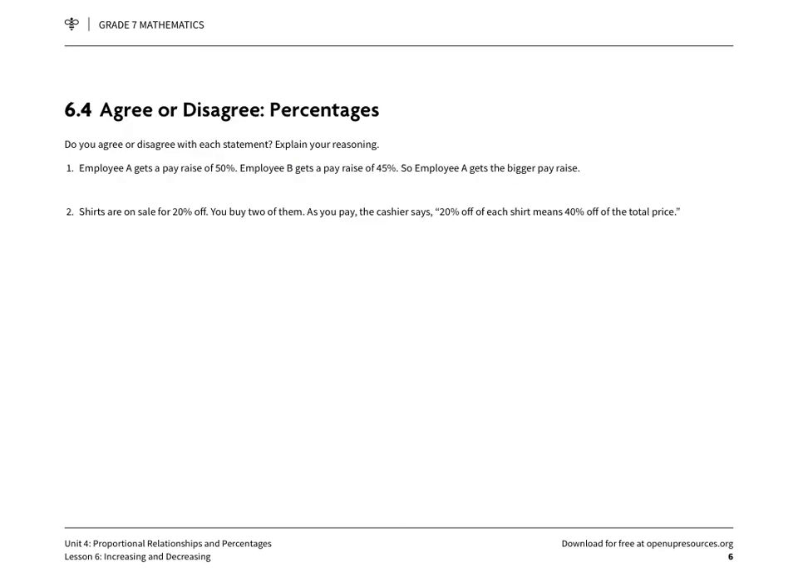This is a really interesting question. Do you agree or disagree with these statements? First one is, employee A gets a pay raise of 50%. Employee B gets a pay raise of 45%. So employee A gets a bigger pay raise. Do you agree with that? Write it down and explain your reasoning. And then the second question says, shirts are on sale for 20% off. You buy 2 of them. As you pay, the cashier says 20% off each shirt means 40% off the total price. Do you agree with the cashier?